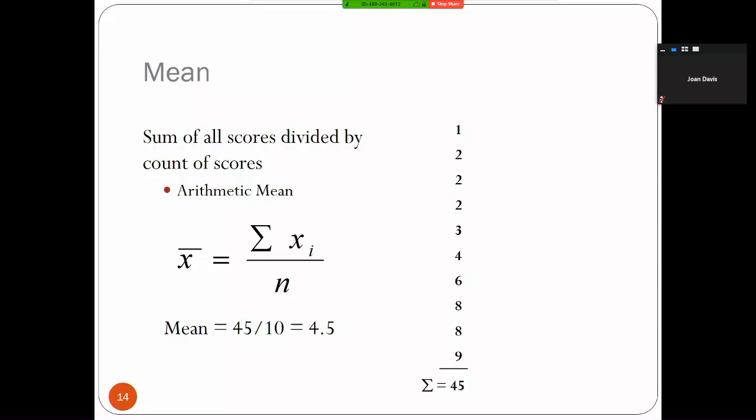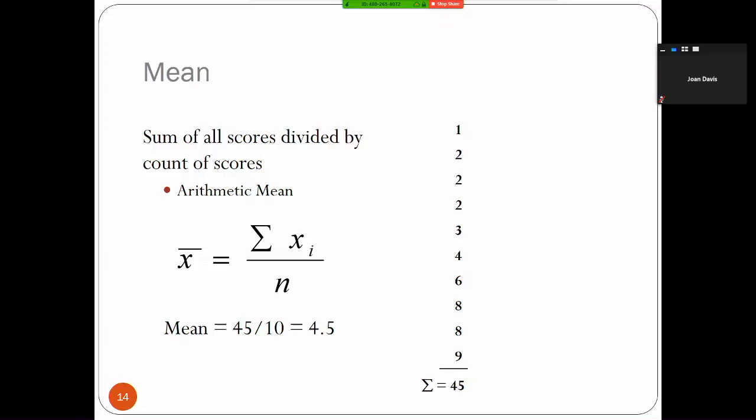And then finally the mean, which is simply the arithmetic average: the sum of all the scores, the sum of scores divided by the count of scores. We use a number of different means. Most typically you'll see the arithmetic mean.